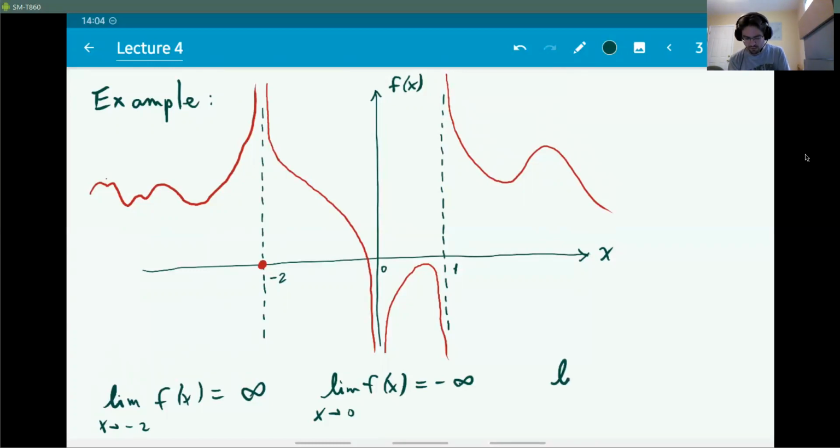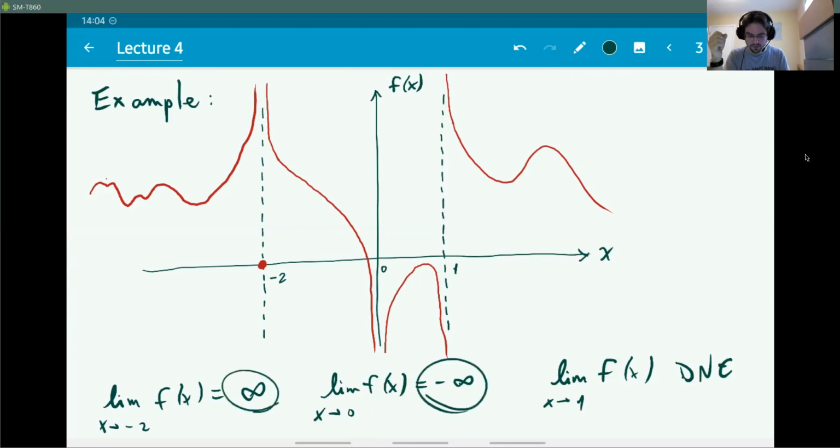Meanwhile, the limit around 1 is a little bit more complicated. Again, the function is not defined at 1, but we don't care about that. But if you look on the left side of 1, for points x around here, the graph is very negative. And if you look at points on the right side of 1, the graph is very positive. So this limit actually does not exist. There is no single number or symbol like these that the function is approaching.